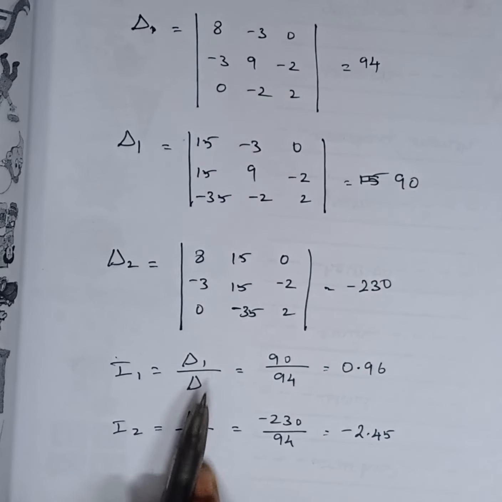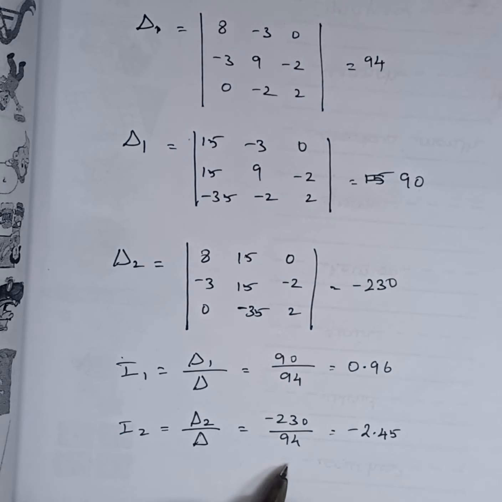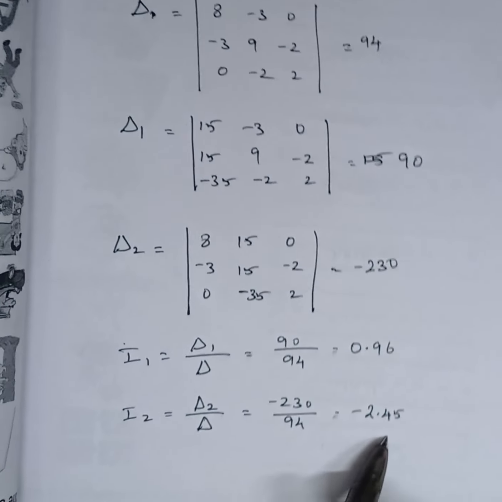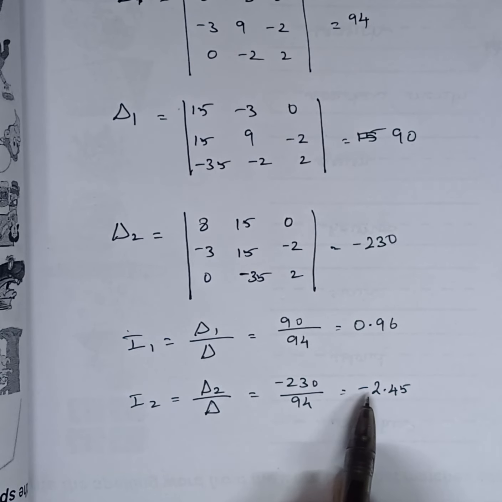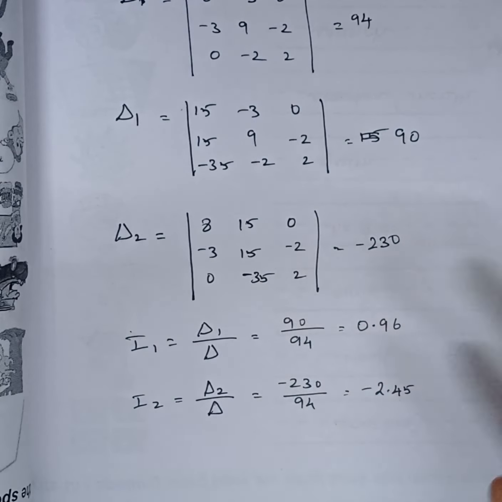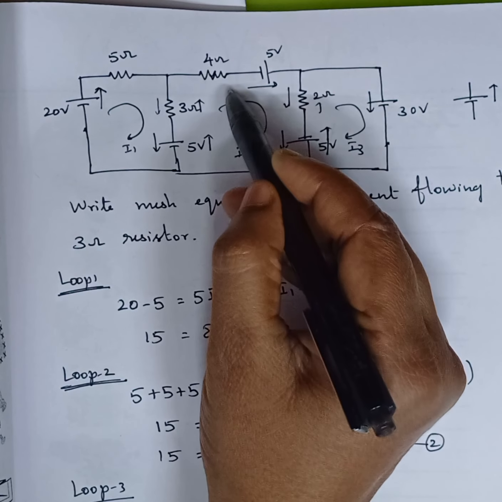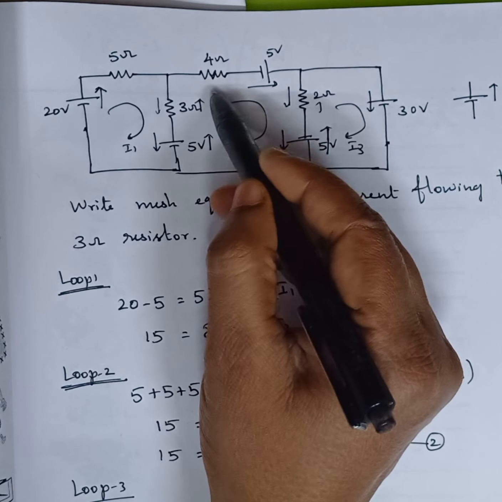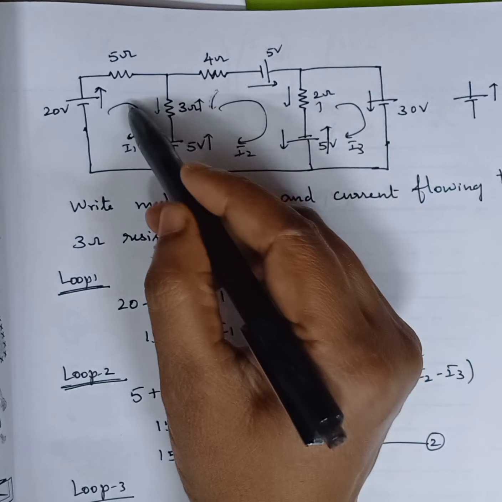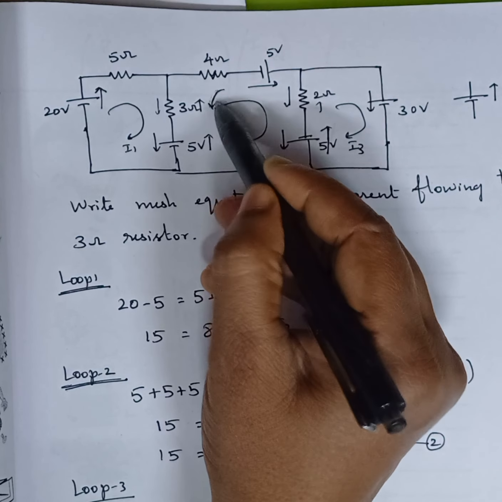I1 is del 1 by delta, so 90 by 94 is equal to 0.96. I2 is minus 230 divided by 94, equal to minus 2.45. The negative sign indicates that the direction we assumed is wrong. So the actual direction is just opposite. We assumed clockwise direction. Now the direction will be in this direction, anti-clockwise. So I1 is positive, hence its direction is correct, and I2 is wrong, which is just opposite to this one.